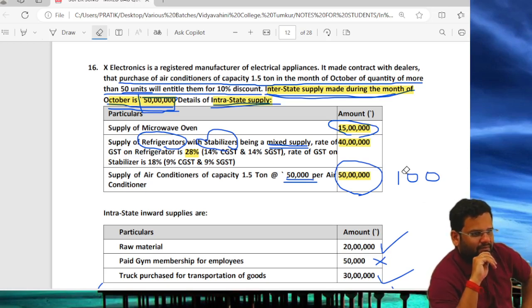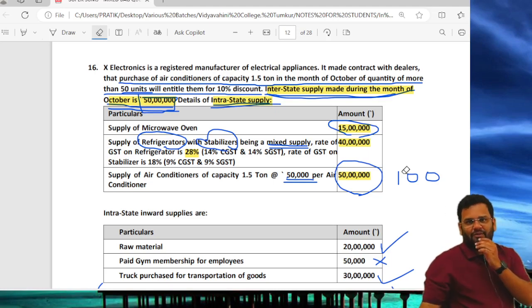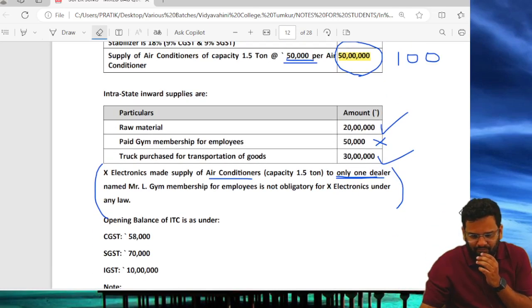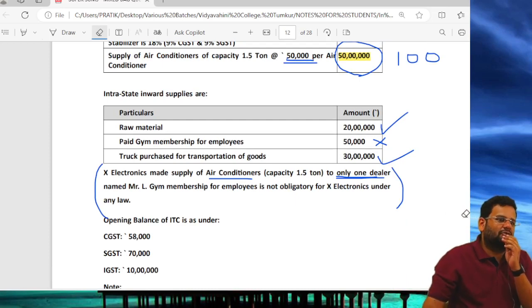50 lakhs. I expect only step by step from my students. So 50 lakhs. On 50 lakhs, they would have given discount of 10%. Means what's the selling price? 45 lakhs. So that third point's 50 lakh will get replaced by 45 lakhs. Do you agree with me? Friends, do you agree with me?